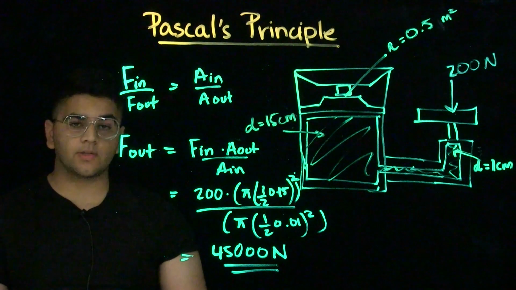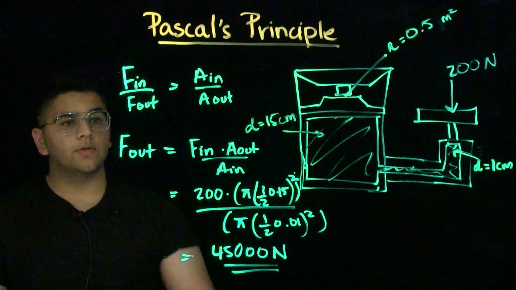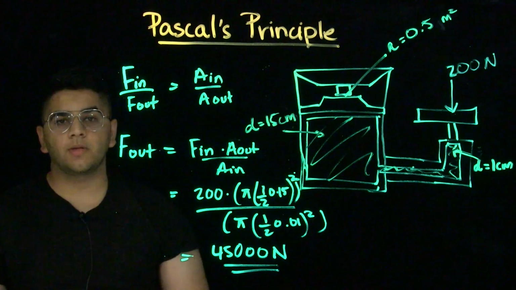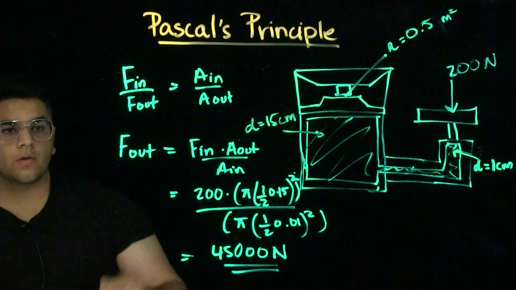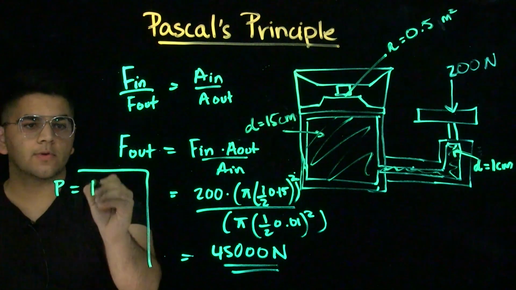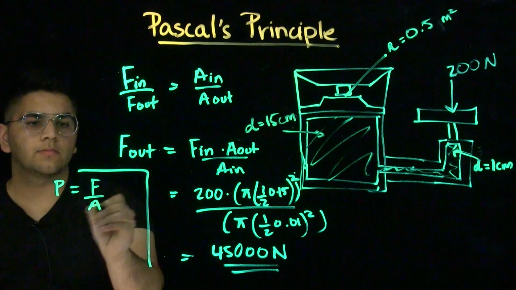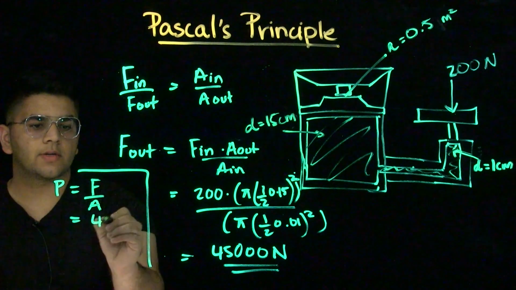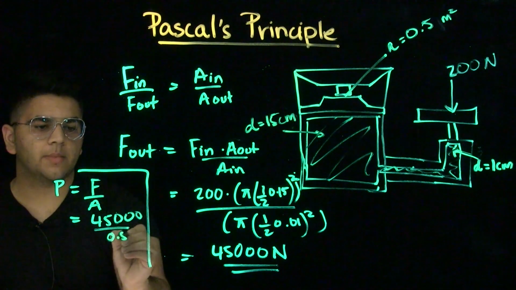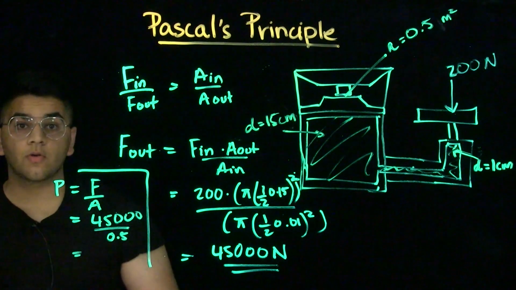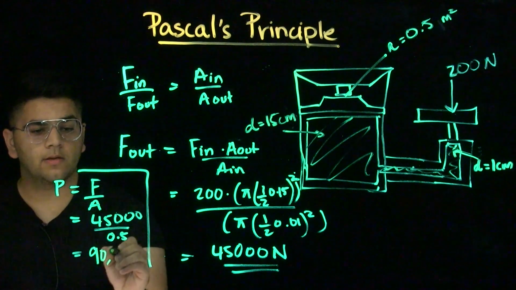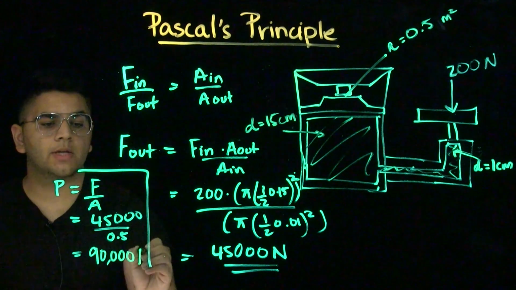To find the pressure that is exerted on our sample, we will use this force out of 45,000 newtons and our area of 0.5 meters squared. We know that pressure is the force exerted over the area. Our force exerted is 45,000 newtons over an area of 0.5 meters squared. So the overall pressure that is exerted on our sample is 90,000 pascals.